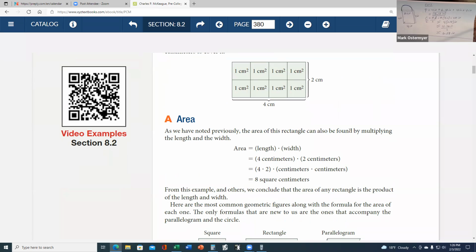Does that make sense? So we're discovering very quickly here that area units are different than perimeter units. Perimeter units are linear units, centimeters, meters, feet, yards, miles, kilometers. But area are square units, square centimeters, square inches, square yards, square miles, square kilometers, square meters, okay? Area must always have square units.